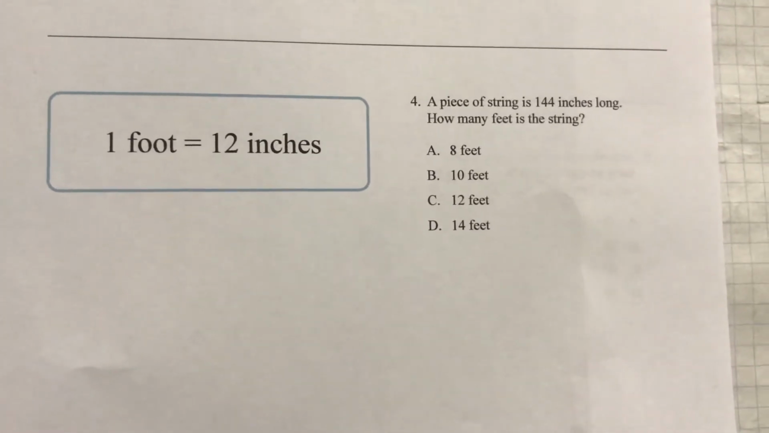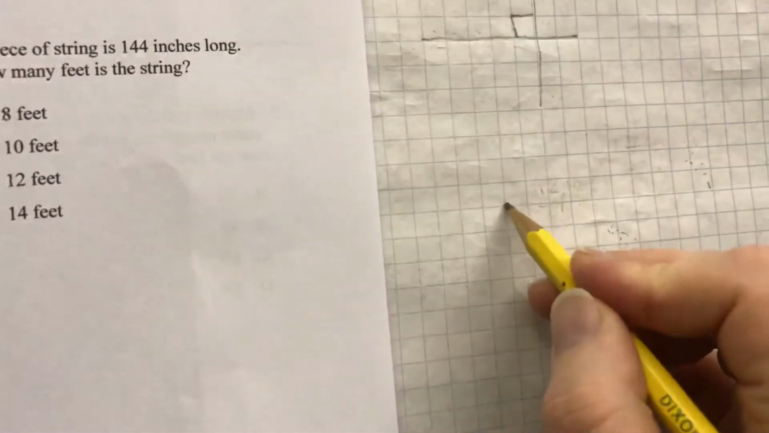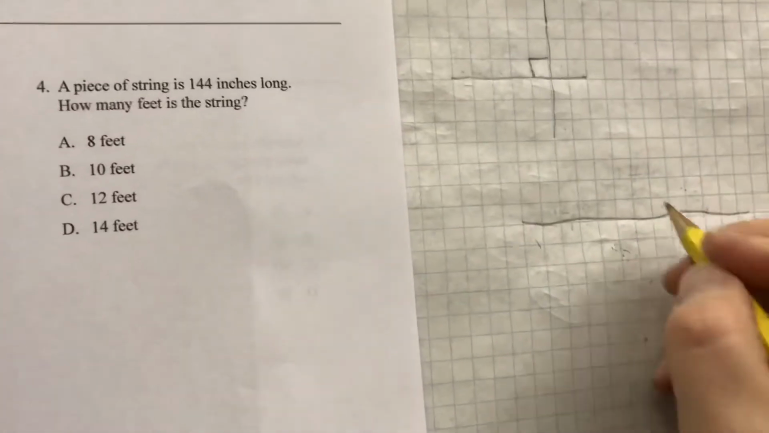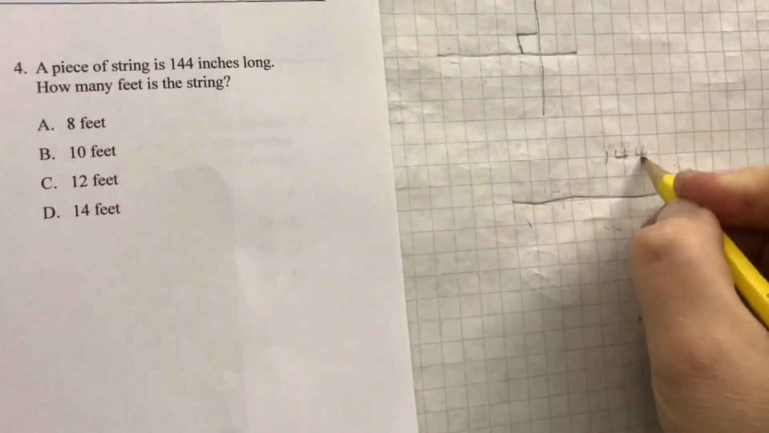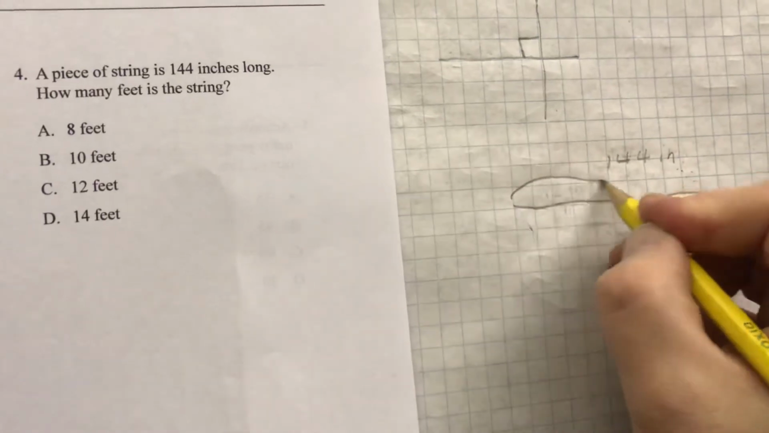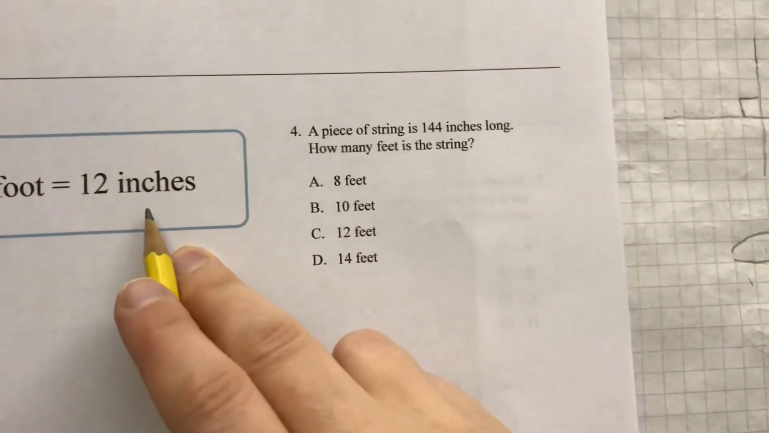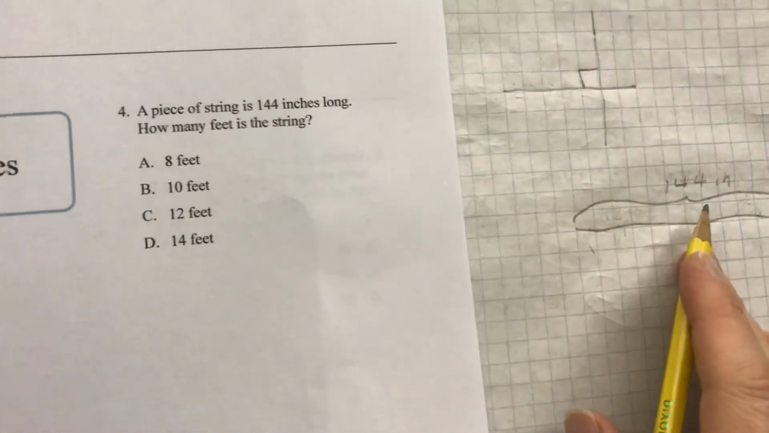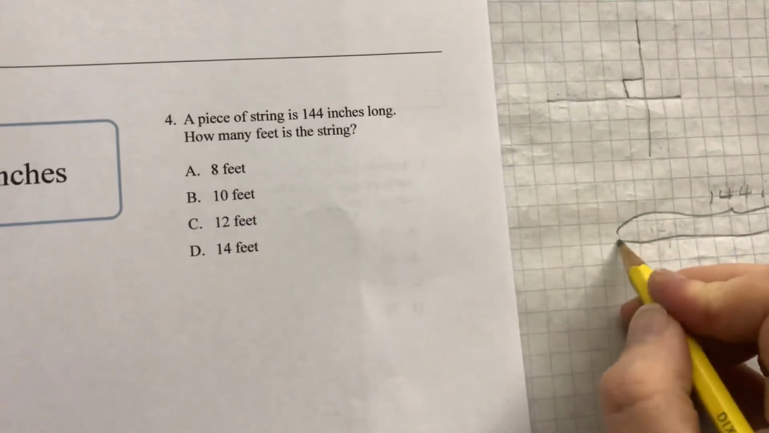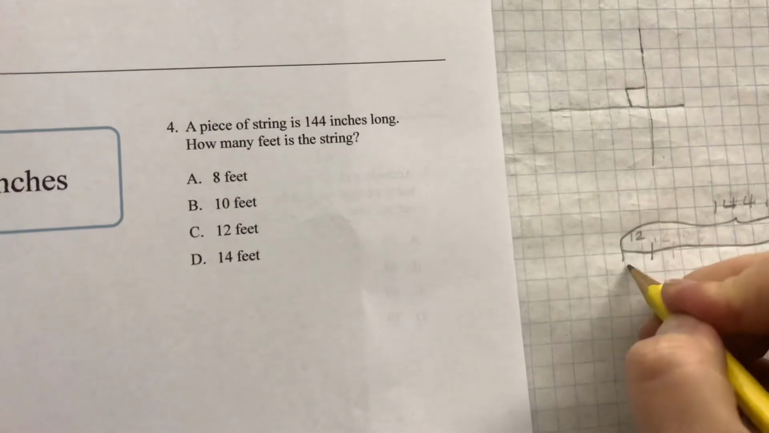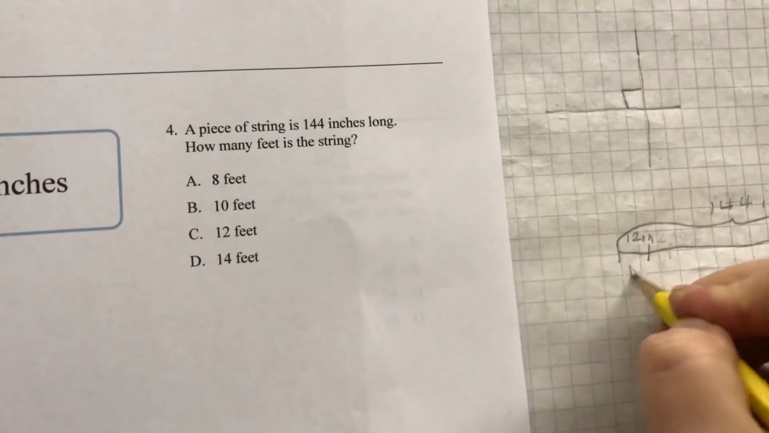Okay, everybody. So, feet and inches. I'm going to draw a picture because that's how I like to solve problems. Totally up to you. This is a wiggly line because it's string. Okay, 144 inches is the total length of my string. I want to know how many feet is it? And a foot is 12 inches. Okay, well I have 144 inches. And I know a foot is 12 inches. So I'm going to say, okay, maybe this is 12 inches. That would be 1 foot.